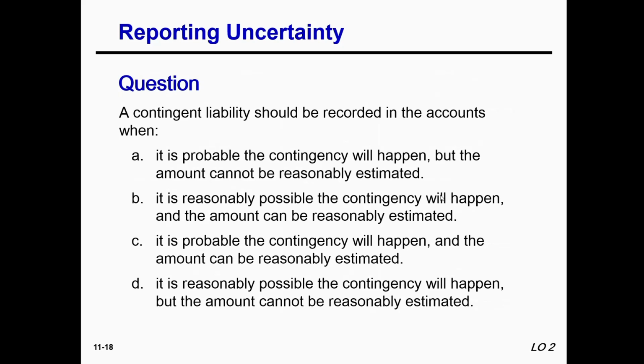If we cannot estimate the amount, how can we record the liability? And we said that we will put it in the account, we will make it accrued if it is probable. So choice number C is the answer because we can estimate the amount, also it's probable.